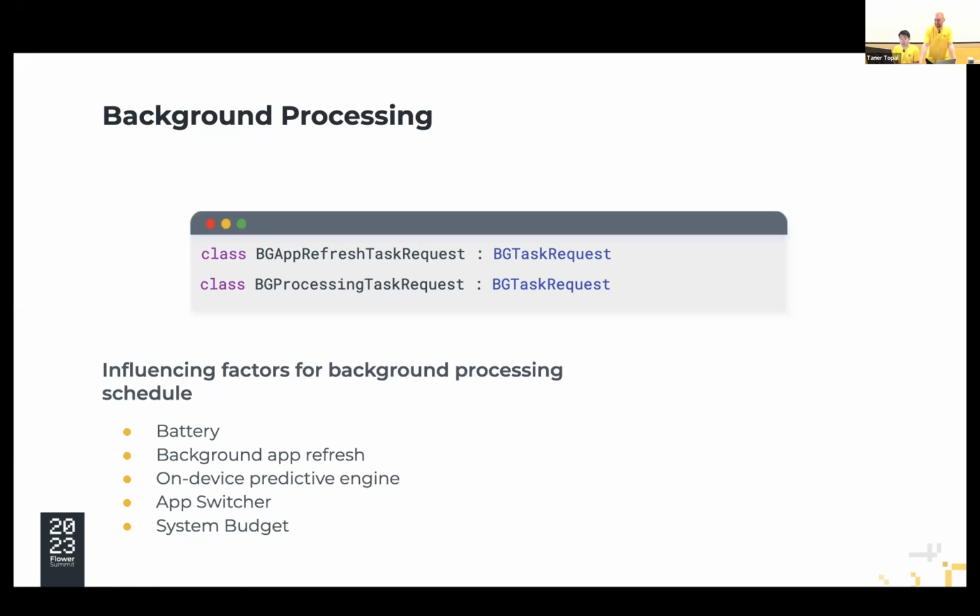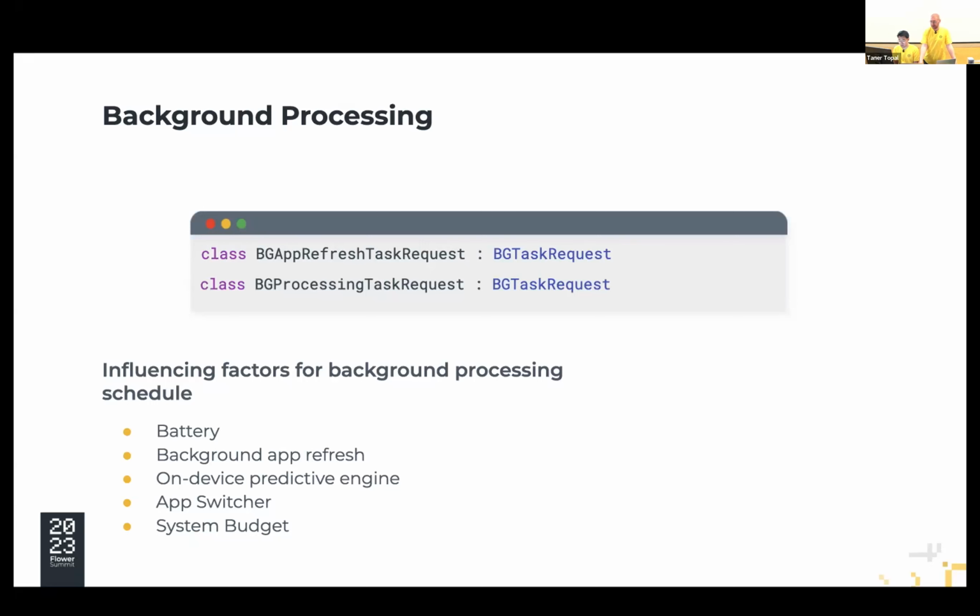However, there are some influencing factors which influence the background processing schedule. For example, battery life. If the user has energy saving mode on, or if the phone is on the edge to die, then we're not allowed to do any background processing. The second thing is the background app refresh in the settings. If a user just says no way, then we can't do anything with that.